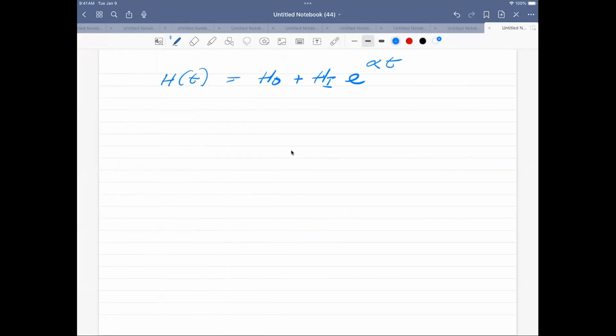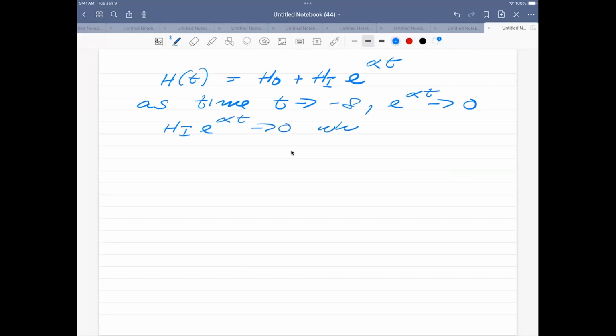And the idea now is that as time t goes to minus infinity, then e to the alpha t goes to 0. And that means that this H of I term, multiplied with e to the alpha t, goes to 0 when time goes to minus infinity. So you could think of this as gradually switching on the interaction. The two particles are far apart from each other. This is ideal for a type of scattering experiment.